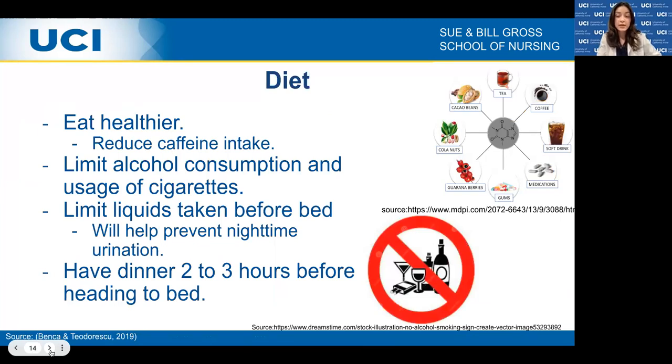Maintain a healthy diet and reduce your caffeine intake in general, as well as limit the alcohol and cigarette usage. Limit the amount of fluids taken before going to bed, which will help prevent waking up at night to use the restroom. And lastly, having dinner 2 to 3 hours before heading to bed. And now Valeria will continue this section.